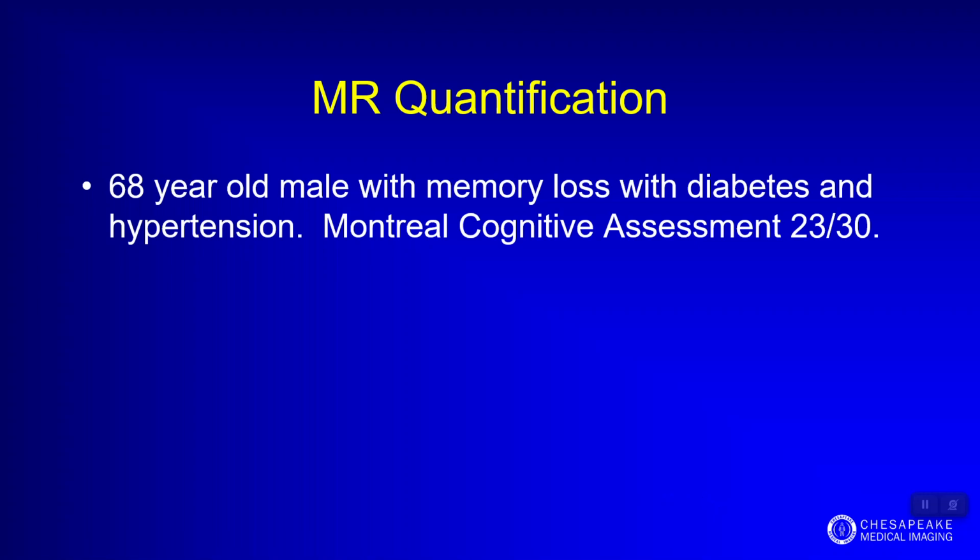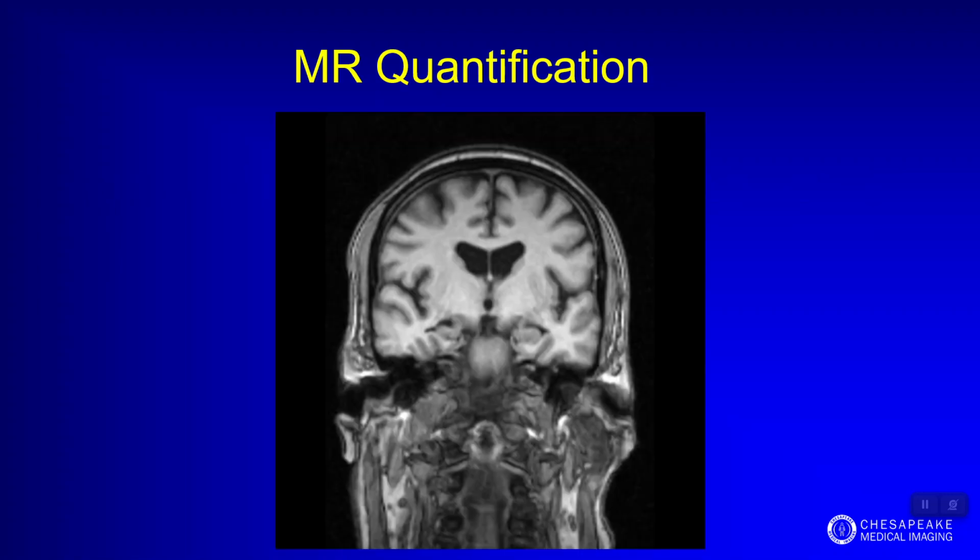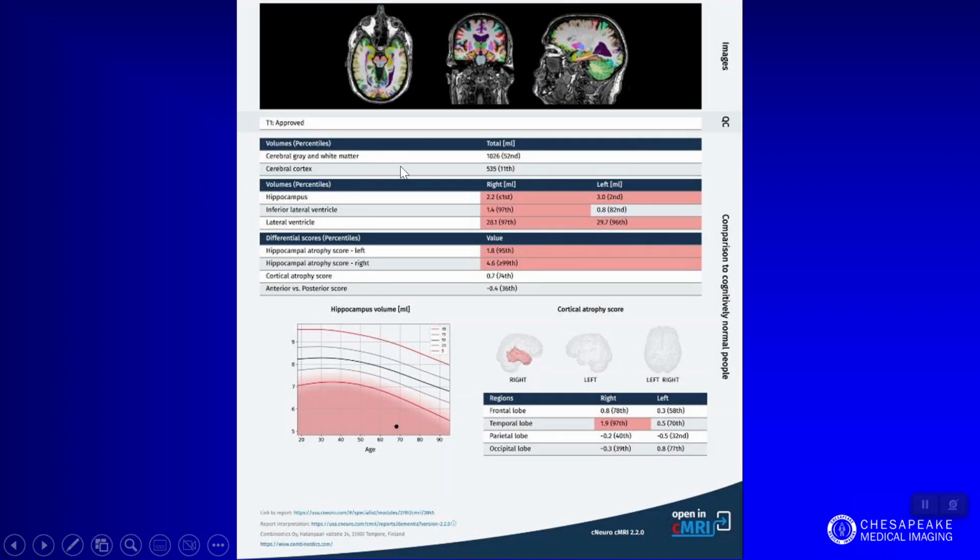This is a 68-year-old male with memory loss, diabetes, and hypertension. Montreal Cognitive Assessment was 23 out of 30. You can see the overall volume change in this patient. We used high resolution T1 weighted imaging. We calculate the cerebral gray white matter. We calculate the cerebral cortical volume. We look at the hippocampal volume right and left individually, and you can see that both of those are low.